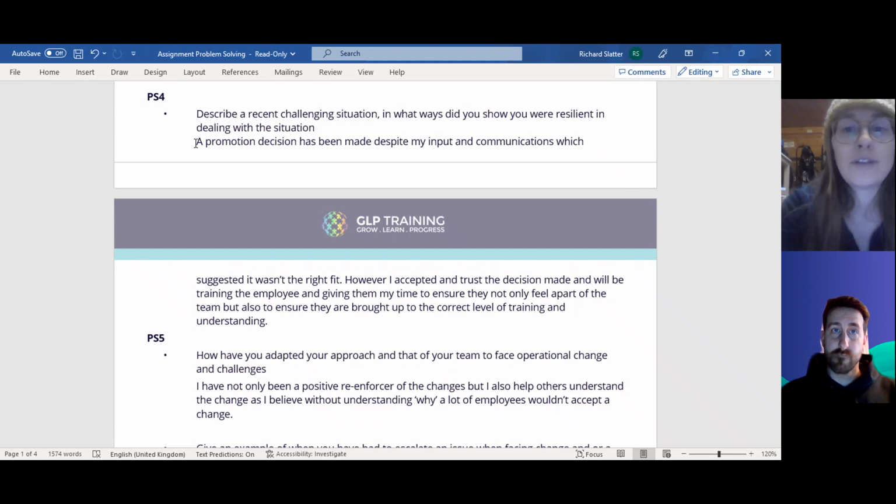However, I accepted and trust the decision made, and I will be training the employee and giving them my time to ensure they not only feel a part of the team, but also to ensure they are brought up to the correct level of training and understanding. Yeah, absolutely. So despite that being probably quite a frustrating experience, having not been involved within the decision-making process as much as you feel you should have been, you maintained a great deal of professionalism, and your reaction was again a positive one, even though it was frustrating from a personal point of view.